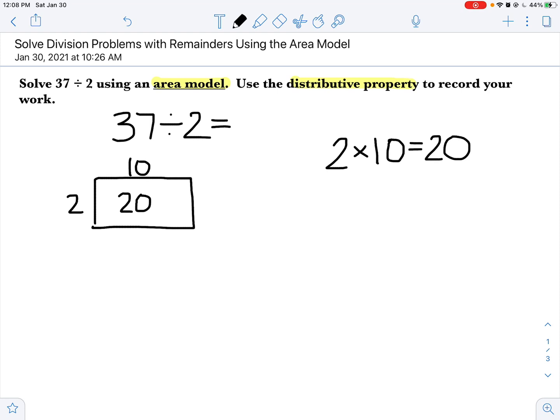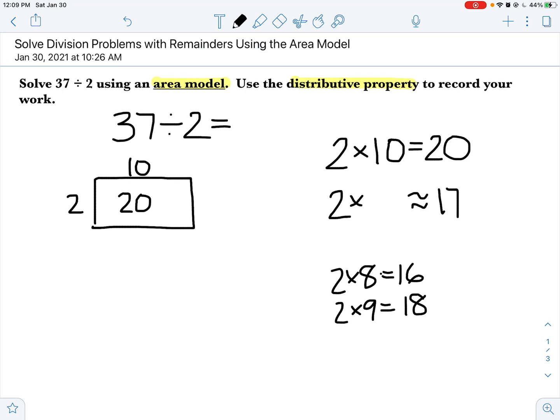But now I can think, okay, I've got 17 left because I'm at 20 and I need to get to 37. So now I can think 2 times what is going to get me close to 17, right? Well, I know 2 times 8 is 16. I know 2 times 9 is 18. So I know that I can't get something to equal 17. It's not evenly divisible. So I'm going to choose the one that gets me as close to it as possible without going over. And that's the key, guys. You can't go over it. You have to stay under.